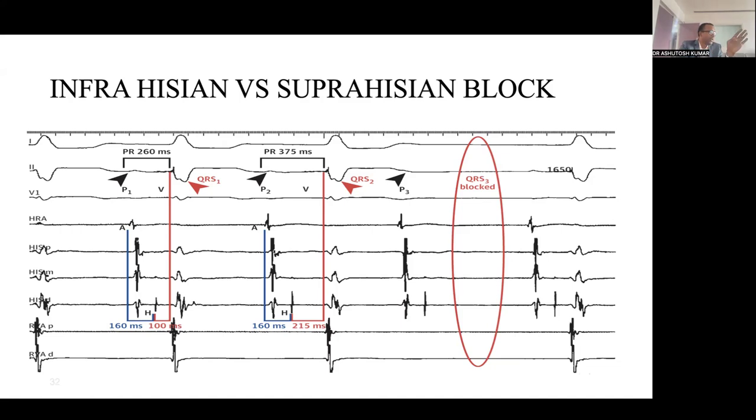Suprahisian, you can identify, because you are seeing this patient needs a pacemaker. Already you have damaged the His. You are getting His signal, after that nothing, which means already His conduction has been diseased, gone. If you are getting A, followed by no His in the His bundle, it is suprahisian. Okay, this part is not that difficult.